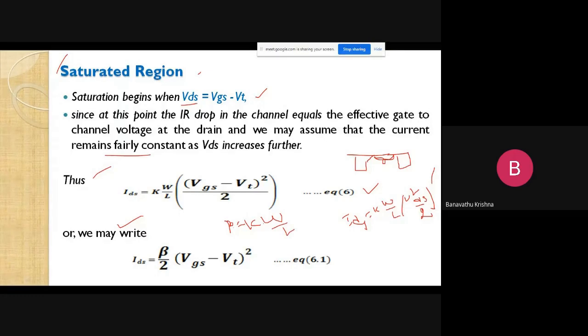So here, nothing but beta, the 2 is here. So beta by 2 into (Vgs minus Vt) whole square. IDS equals beta by 2 (Vgs minus Vt) whole square. That is equation number 6.1. This is the alternative form of equation 6.